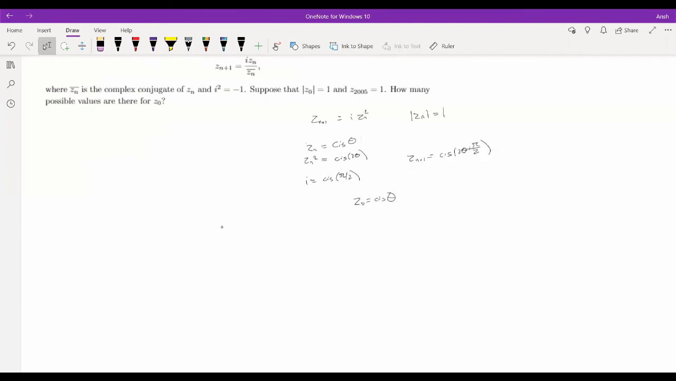So that means z of 1 would be equal to cis of 2 theta plus pi over 2. z of 2 would be equal to cis of, well, 2 times what we had earlier, so 4 theta plus pi over 2, which equals cis of 4 theta plus 3 pi over 2.